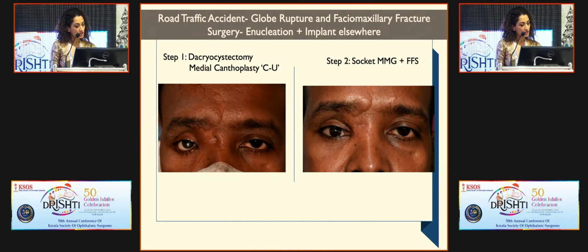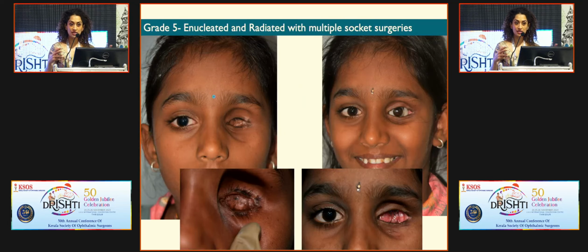Okay. So this is again a road traffic accident, globe rupture, facial-maxillary fracture, enucleation plus implant elsewhere, and he has a dacryocystitis, secondary dacryocystitis. So what I did was dacryocystectomy and medial canthoplasty in step 1, and then MMG and FFS in stage 2. And this is how overall he looks. So there is a combination of everything that happens in these patients.